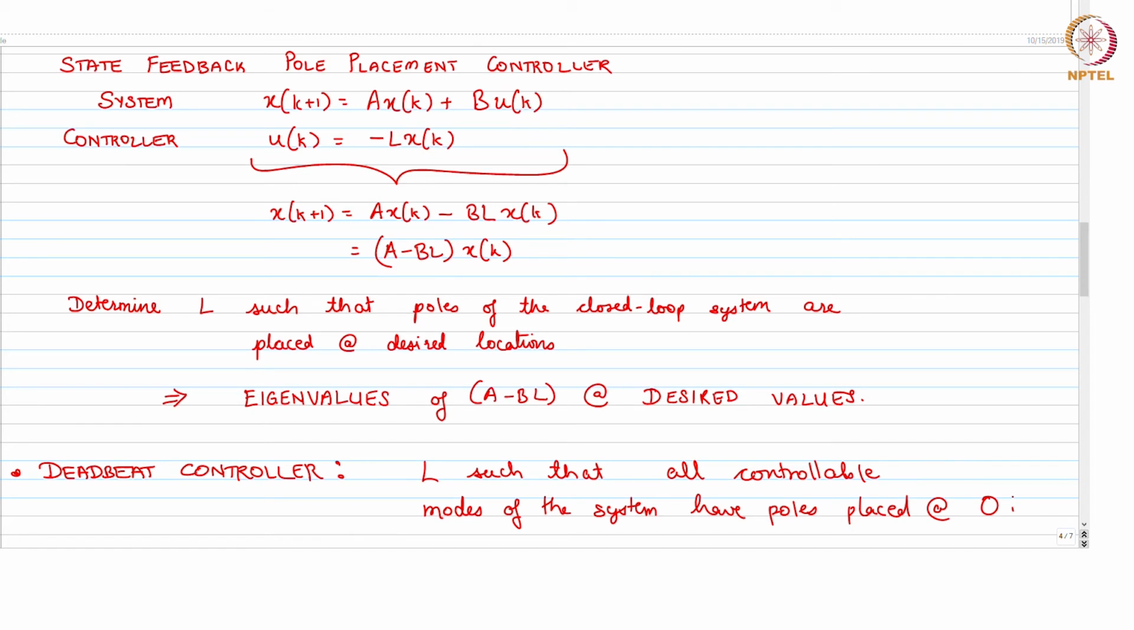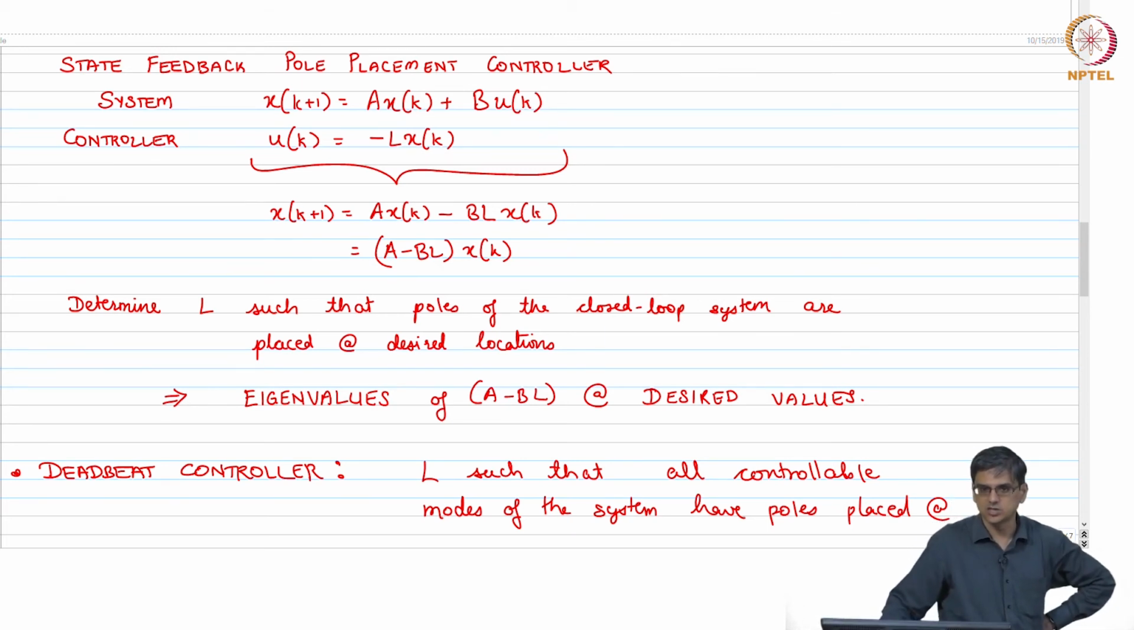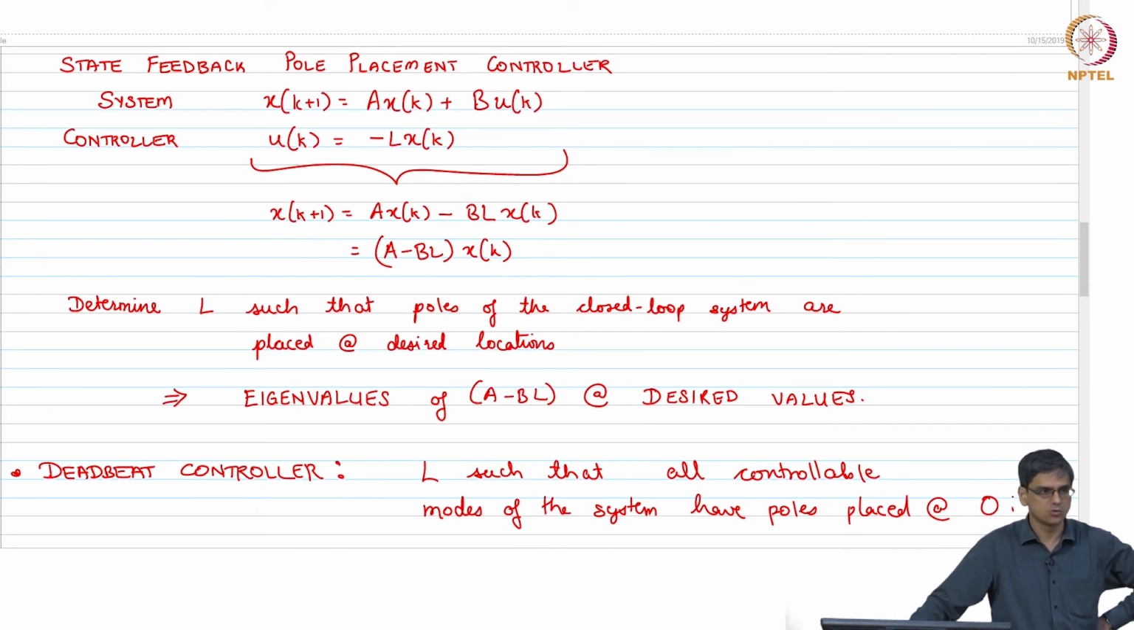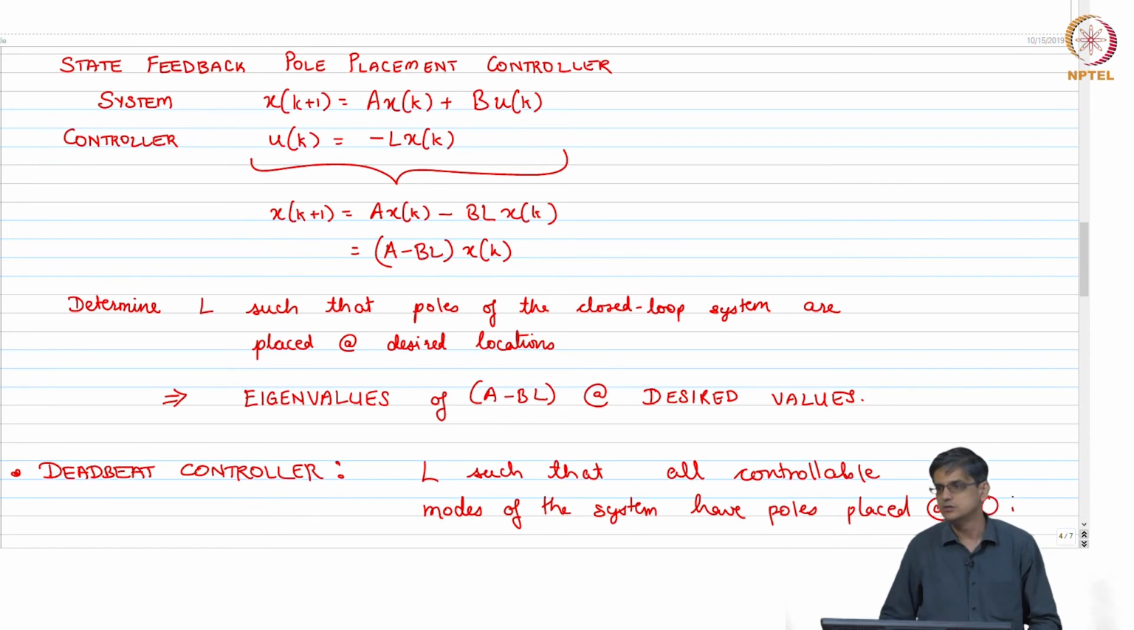Just added that caveat that you can only place the poles for the controllable modes. In your quiz, it was a 2 by 2 system, but only one element was controllable, the 1 minus 2 direction was controllable. If only the 1 minus 2 direction is controllable, only one eigenvalue can be brought to the 0. You cannot do anything with the other eigenvalue. That is what loss of controllability means.